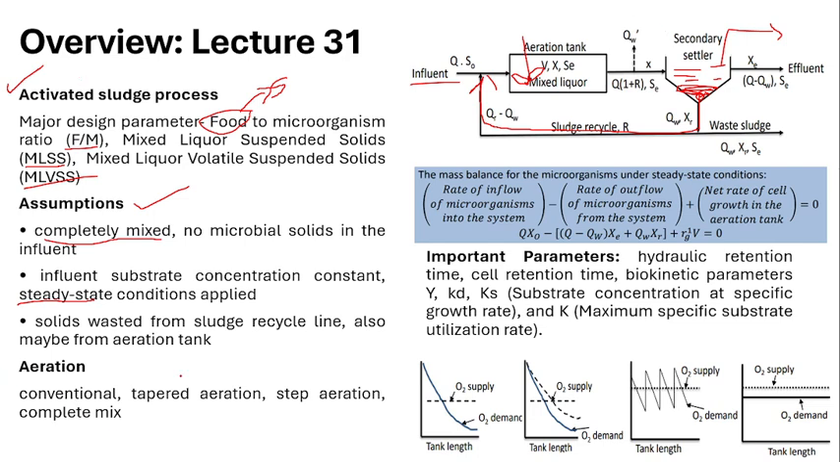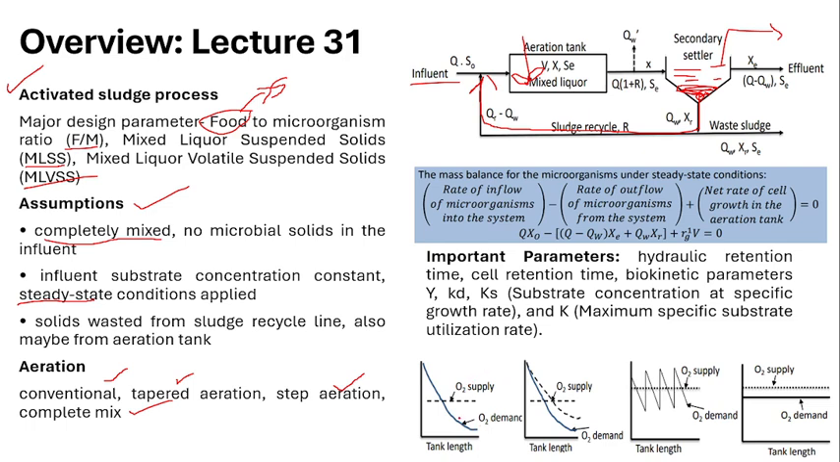Next is the aeration. From the explanation you would have known that purging of air into this aeration tank is very important, right? This aeration can be done in different types: conventional aeration, tapered aeration, step aeration, or complete mix. You can refer to this diagram, where this is the tank length, this is the O2 demand region, and this is the O2 supply region. Okay.